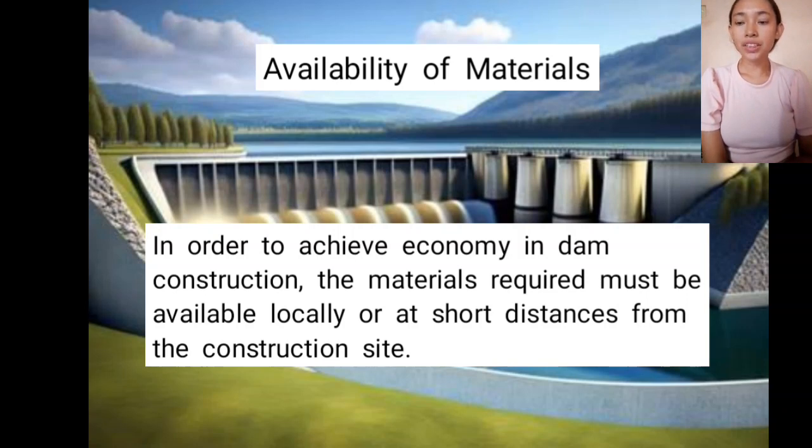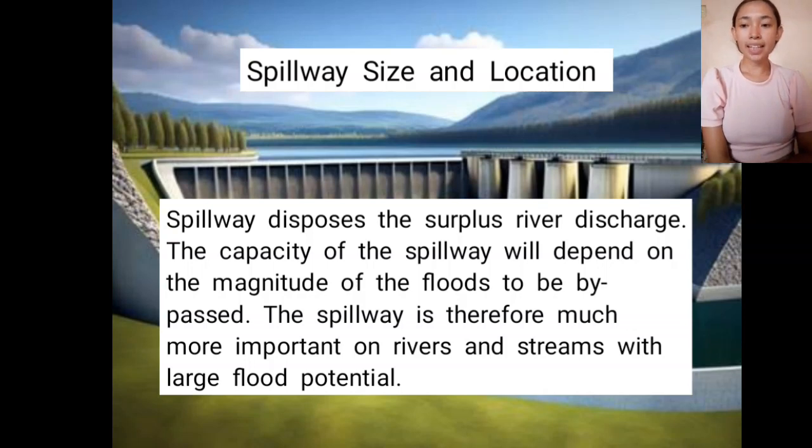In order to achieve economy in dam construction, the materials required must be available locally or at short distances from the construction site. Spillway size and location. A spillway disposes the surplus river discharge. The capacity of the spillway will depend on the magnitude of the floods to be bypassed. The spillway is therefore much more important on rivers and streams with large flood potential.